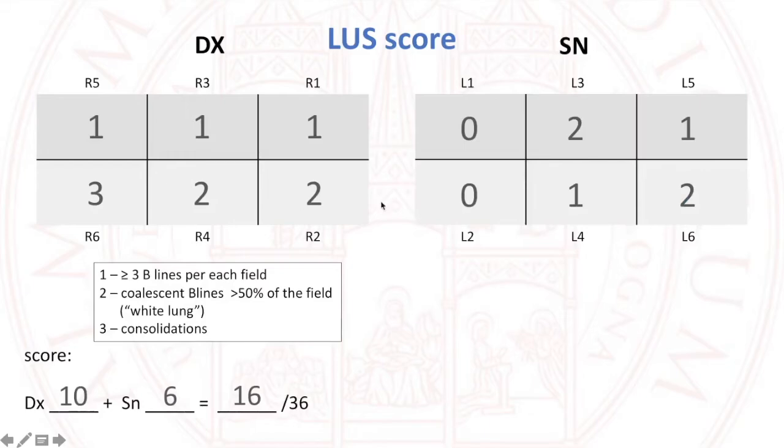We at the end reach, for example, something like this, which is a score of 10 for the right chest and a score of 6 in total for the left chest, meaning that there is a difference between the two, which is quite common. And then a whole score is derived, for example, 16 out of theoretically 36.